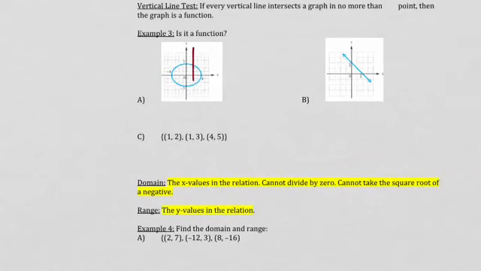Do you have a function? For the A, well, if you graph it and apply the vertical line test, you know that you have 2 points of intersection, so this is not a function. When you look at B, with the vertical line test, you got only 1 point of intersection right here. So yes, this is a function. I will let you answer the question C.